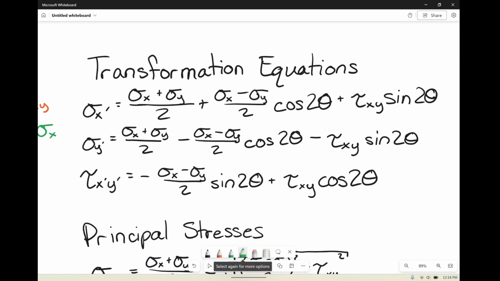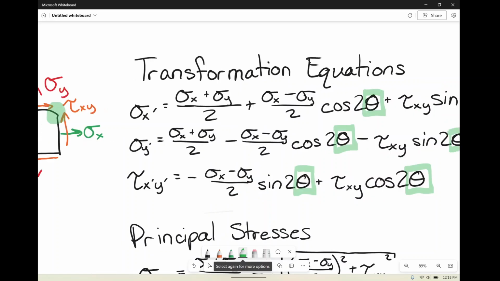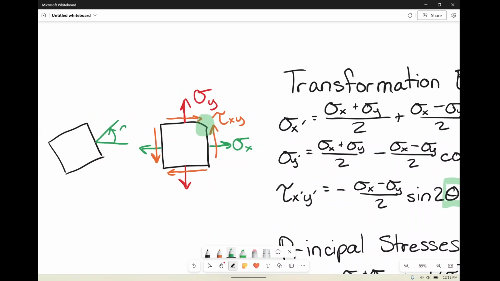Now what we're going to mainly be using is that all of our thetas here, these are called the double angle equations because as you can see there's two thetas for all of these sines and cosines. This theta is in degrees, so we're talking about this guy here in degrees.